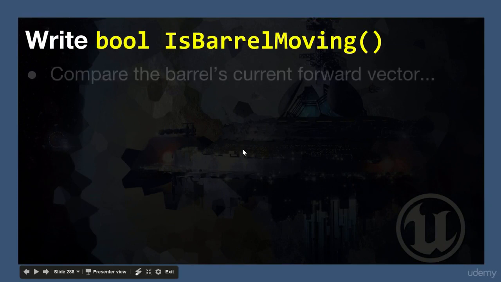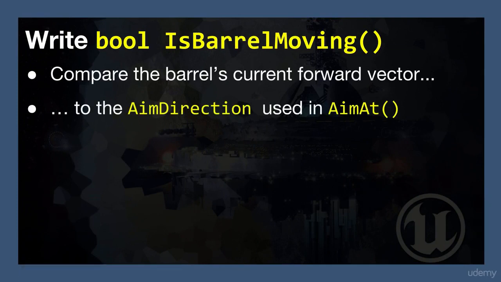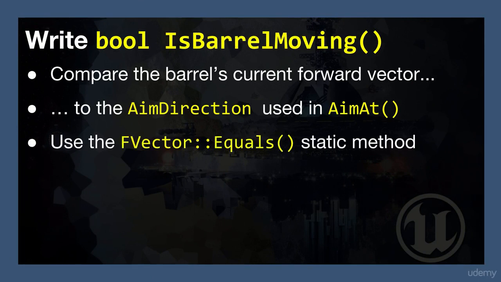Write bool isBarrelMoving. Compare the barrel's current forward vector with the aim direction that we're using within the AimAt method. Now, when you try and compare two FVectors, remember that FVectors are a struct containing floats. So what you're really trying to do is compare floating point values. Now we can ask whether floating point values are larger or smaller than each other, but never, ever ask whether two floats are equal. It just doesn't make any sense to even ask the question.